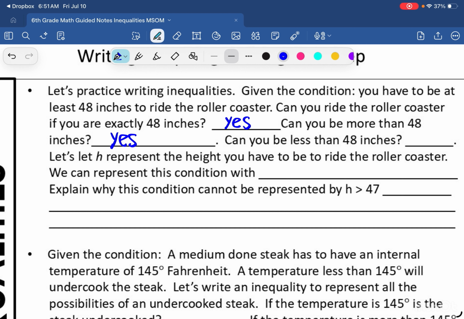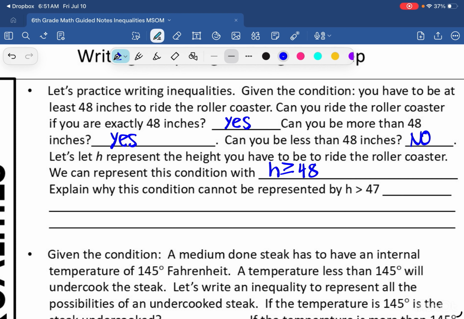Can you be less than 48 inches? No. Let's let h represent the height you have to be to ride the roller coaster. We can represent this condition with h, and at least means everything greater than or equal to 48 inches tall. Explain why this condition cannot be represented by h is greater than 47.